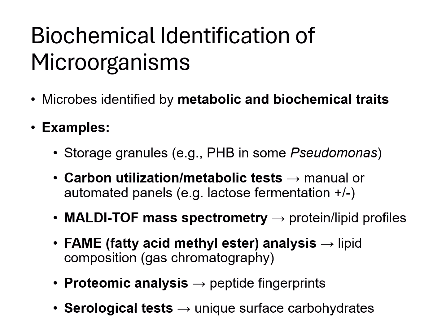So for example, some bacteria store granules like PHB. PHB stands for poly-beta hydroxybutyrate. Don't worry about that. It's a carbon and energy storage compound. These can be stained to identify certain species of bacteria. Metabolic tests will be important in the lab. It'll be our next project. We can use metabolic tests to see if bacteria, for instance, use certain carbon sources, like whether or not they ferment lactose.